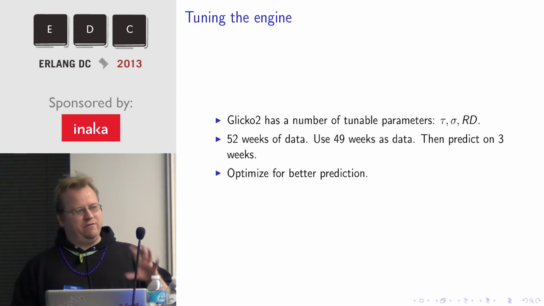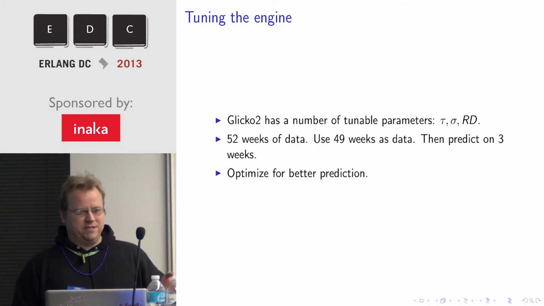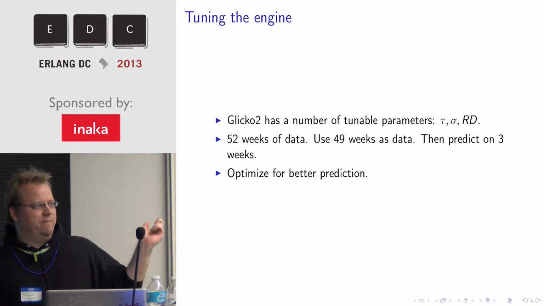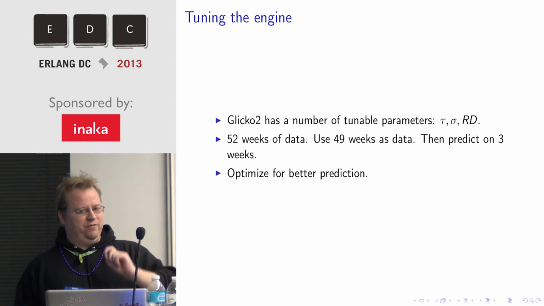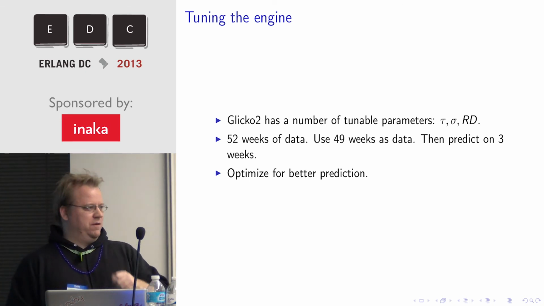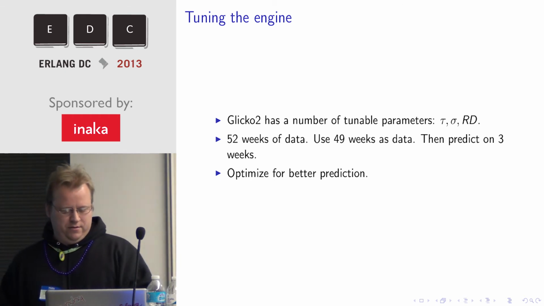The question is, how do you pick the optimal value? And the way I do it is that I say, given a year's worth of data, I pick out the last 3 weeks, and I remove them from the set. Then I train the system on the first 49 weeks, and then I predict by saying how well does that parameter predict on the last 3 weeks. So basically now I can try different values of tau, sigma, and RD, and I can ask the system how well do you predict if I set it up like this. And then the goal is, of course, to optimize for getting a better prediction here.